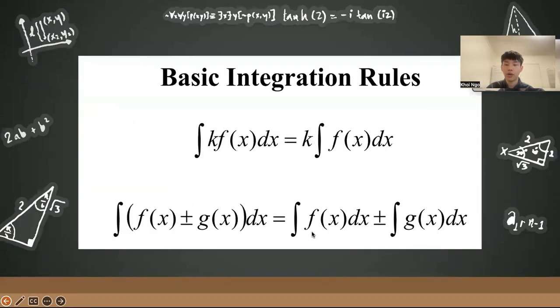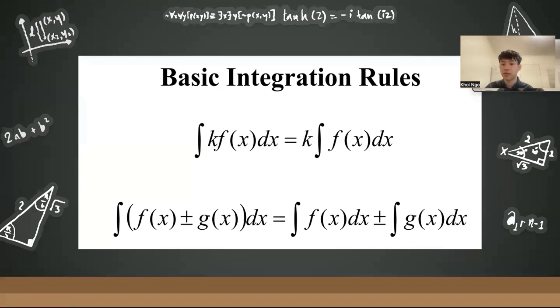Right, and then let's keep going with the next section, which is about the basic integration rules. For the first property, we have the antiderivative of k f(x) dx. In this case, we take the antiderivative of a function in terms of x, and k is just a constant. So we can take k outside of the antiderivative. It's like the derivative, right? If we take the derivative of the product of a constant with a function of x, then we can take out the constant.